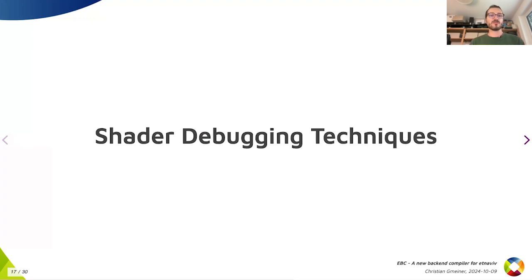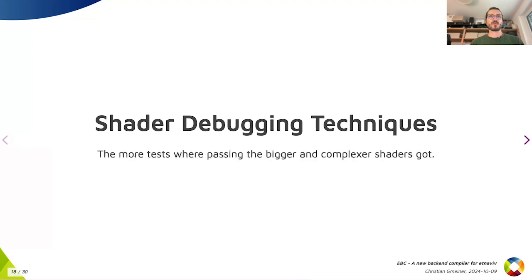Let's dive into some of the techniques I used for debugging shaders during the development process. The more tests started passing, the bigger and more complex the shaders became, making it harder to debug issues. Thankfully, if a compiler supports atomics and basic control flow, we can use printf debugging in OpenCL. This works right out of the box and it was really helpful.